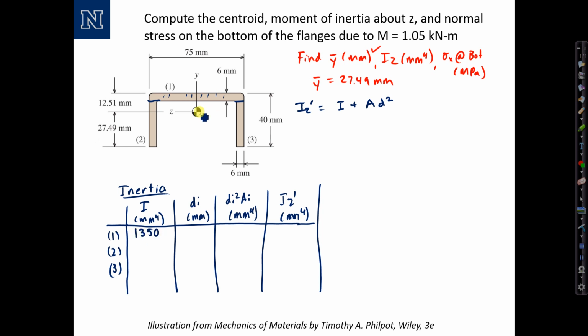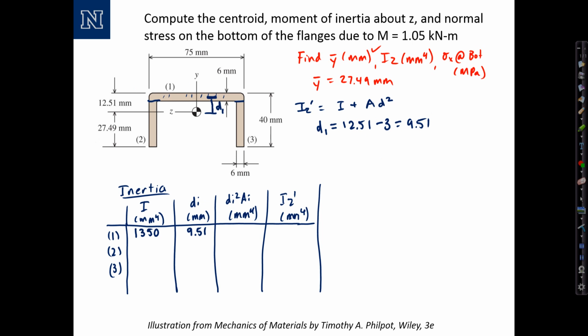d sub i is the distance from the overall centroid to the centroid of this section, halfway through the thickness. So we can sketch it like that, d1. d1 for section 1 would be equal to 12.51, which is the distance to the top, minus half of the thickness, 3, or 9.51.